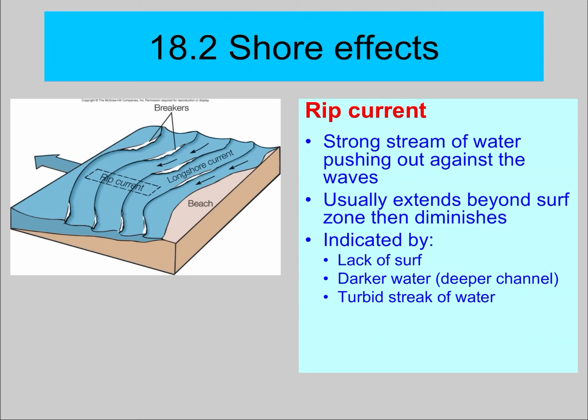Now the rip current is a strong stream of water pushing out against the waves. Usually it's going to extend beyond the surf zone and then diminish. So it's going to be really strong right there along the breaker. It's indicated by a lack of surf, darker water, and a turbid streak. You can see here it's being pulled away from the beach. So instead of looking like the waves are coming in, it's going to look like the waves are being pulled out.